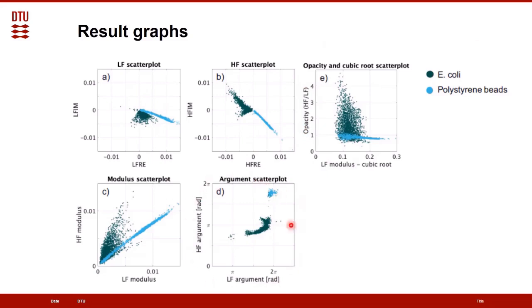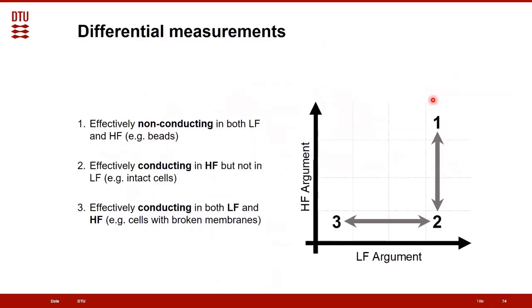Another scatter plot that we can use is the low frequency and high frequency argument. And this is actually quite interesting if you want to distinguish bacteria based on their viability. The reason for this is that in this sort of plot, you get particles that are effectively non-conducting in both the low frequency and the high frequency signals in this position 1. Particles that are conducting in both the low frequency and the high frequency signals appear in area 3. That can effectively be cells that have broken membranes. And everything else will be somewhere in between.